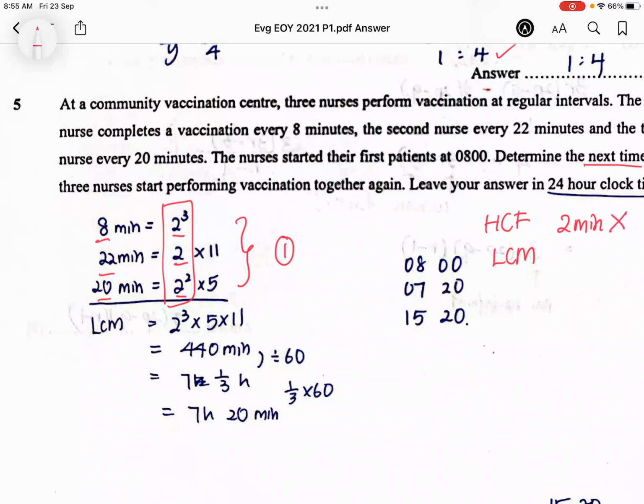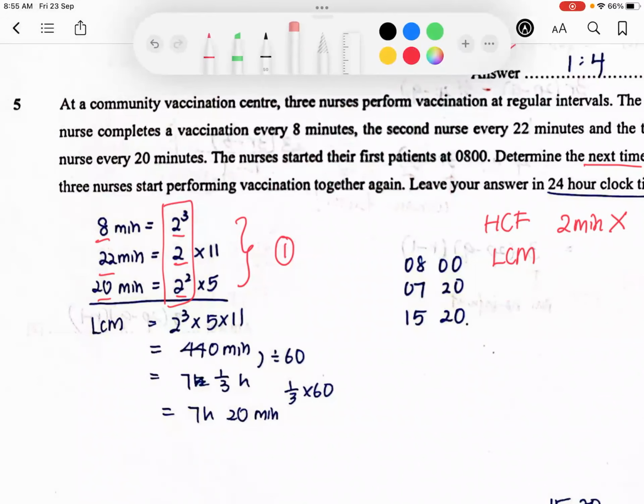So logically, you see, 2 minutes later another vaccination cannot happen. So my HCF has to be crossed out already. So naturally it means I have to find my LCM. A word of caution: not every question directly must be LCM. Read the nature of the question. Okay, think logically. So now I have my LCM to be this number.